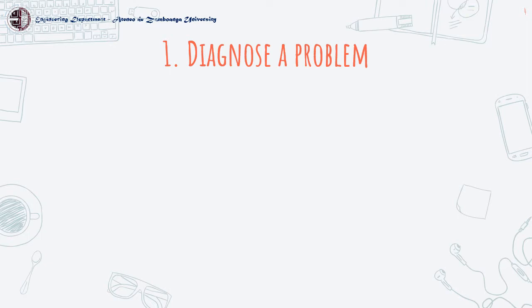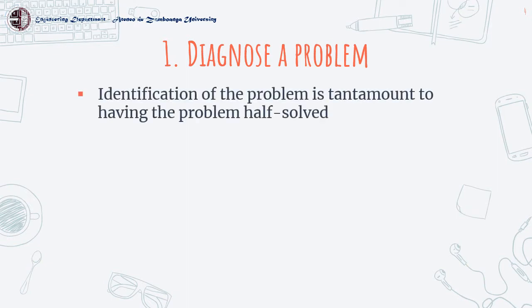So if a manager wants to make an intelligent decision, the first move is to identify a problem. If the manager fails to identify the actual problem, it is impossible to succeed in the subsequent steps. An expert once said that identification of the problem is tantamount to having the problem half solved.